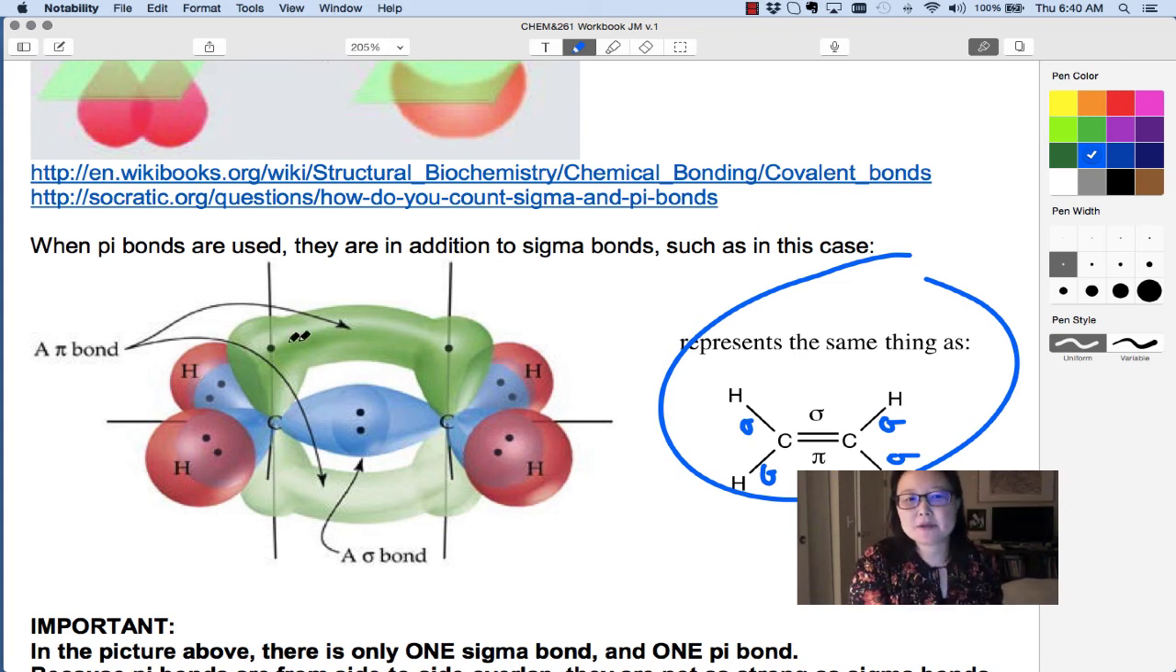Okay. And keep in mind too, there's only one pi bond, right? See this guy right here? So this is not two separate pi bonds. It's an interaction because you have one lobe of the p orbital and another lobe down here. All of that is considered one pi bond.